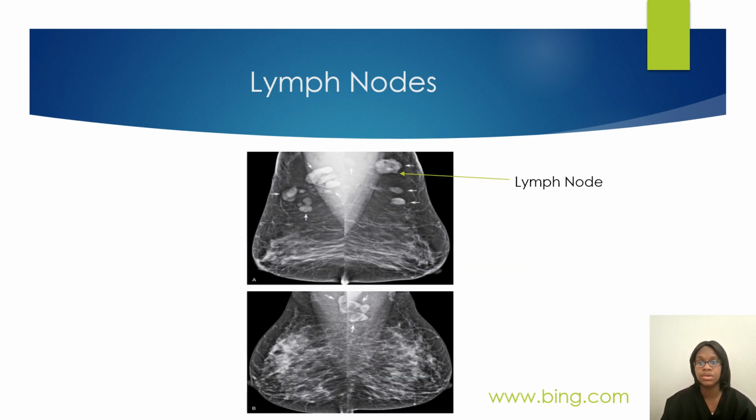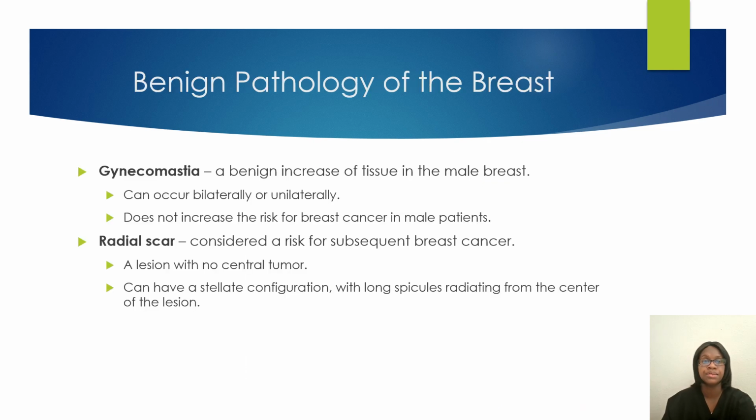This is your lymph nodes. You have the green arrow pointing to it. And then you also have the white arrows pointing to them as well.